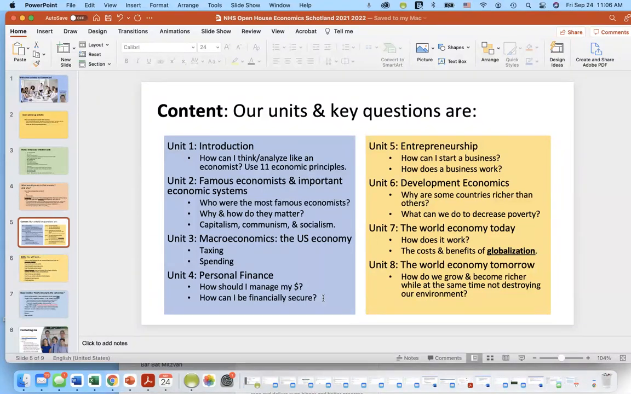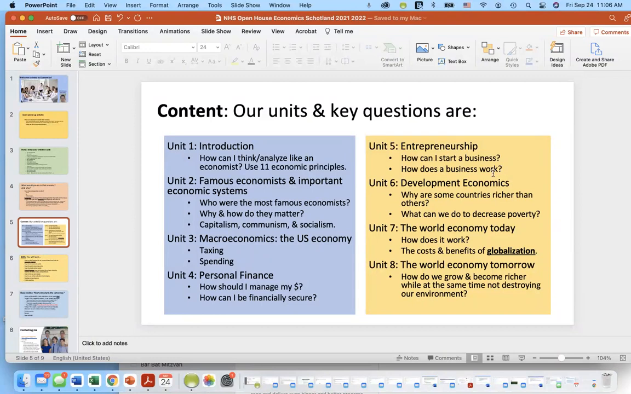We end by looking at the retirement and the end of their life. We look at Roth IRAs. We look at 401ks. That's the end of the unit. The next unit is entrepreneurship. How can I start a business? And how does a business work? We talk about corporate funding and corporate finance. We talk about sales, marketing, accounting, advertising, management, and the students write a business plan.